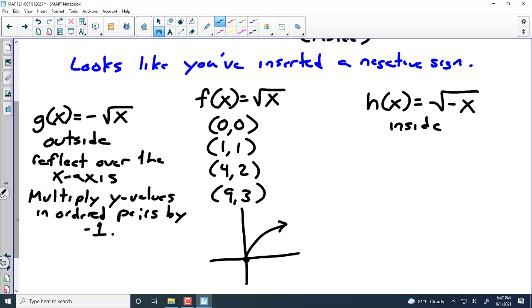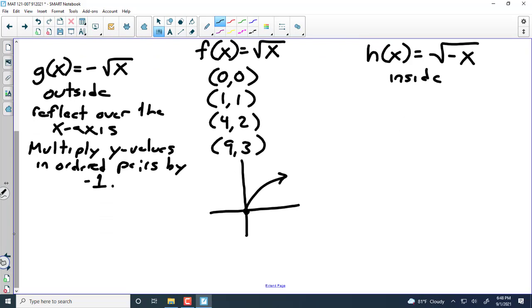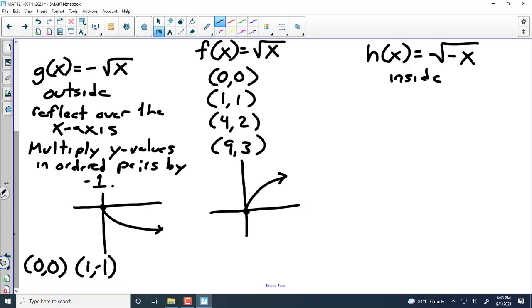What happens when you put the negative on the outside like that is it will reflect the entire graph over the x-axis. But the way you adjust your ordered pairs is you multiply the y values by -1. But if you do that properly, you will get a graph that looks like this. Reflected over the x-axis, and the way you change the ordered pairs is you multiply them all by -1. And you will get the ordered pairs 0, 0, 1, -1, 4, -2, 9, -3. The whole graph is flipped over. How? By putting a negative sign in front.